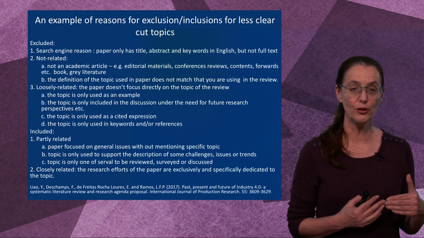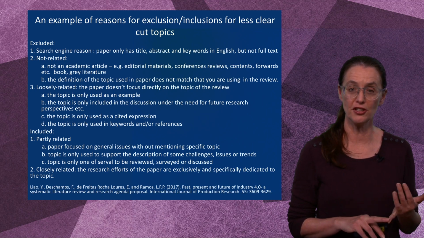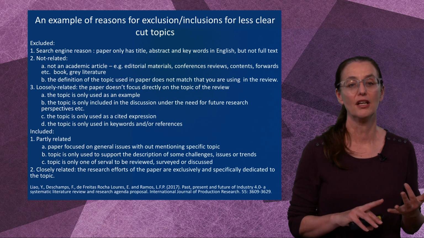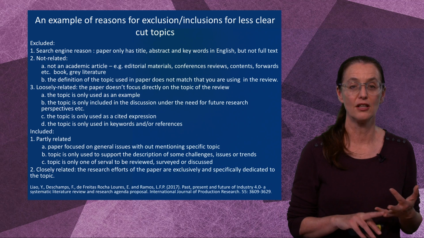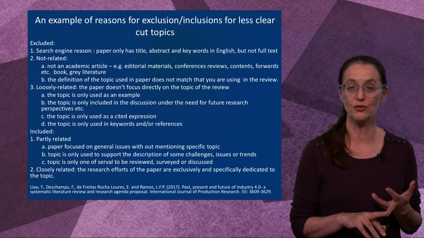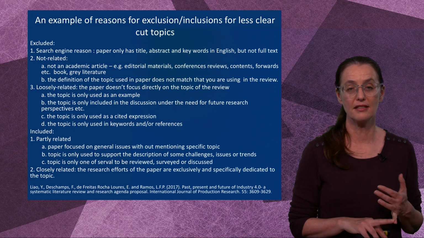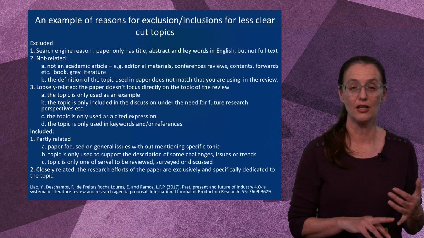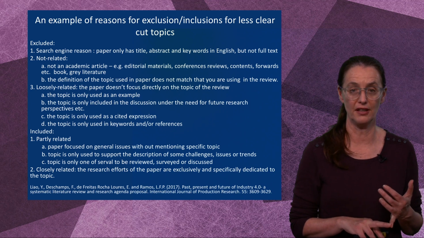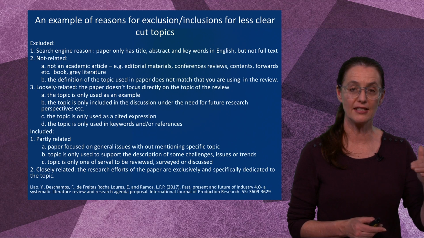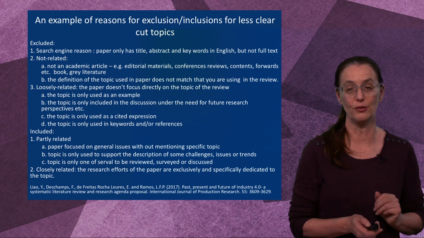The ones they included were ones that were partly related, where the paper focused on a general issue without mentioning a specific topic. The topic is only used to support the description of some of the challenges, issues or trends, and the topic is only one of several to be reviewed, surveyed or discussed, so it was part of a broader suite of topics. And then they identified those that were closely related. The research efforts of the paper are exclusively and specifically dedicated to the topic. So that's a really interesting way that they've set out where that boundary of what goes in and what goes out when they're reviewing the papers.